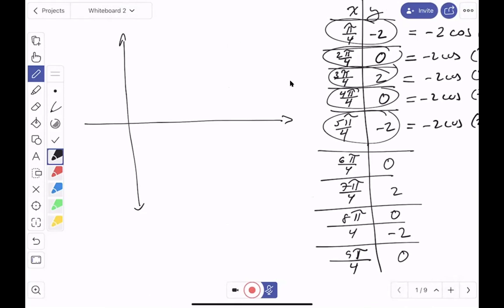The first point I'm going to put down is pi over 4, minus 2. And pi over 4, I'm going to say it's like over here somewhere. And then if you thought about it, that's pi over 4. This is 2 pi over 4, 3 pi over 4, 4 pi over 4, 5 pi over 4. So I'm making a scale of pi over 4. And what's pi over 4? About 3/4. So I'm going to say minus 2 is here, and 2 is up here. All right, that would be perfect. So pi over 4, minus 2.